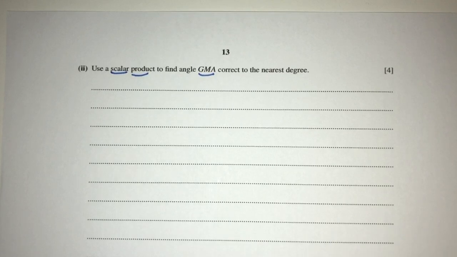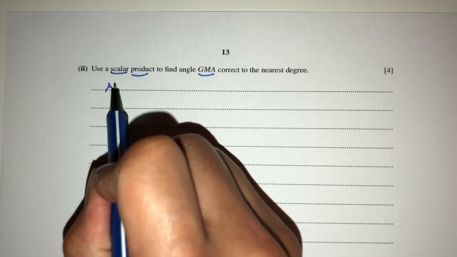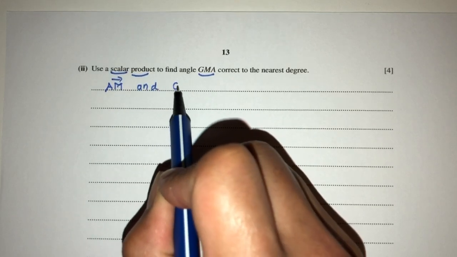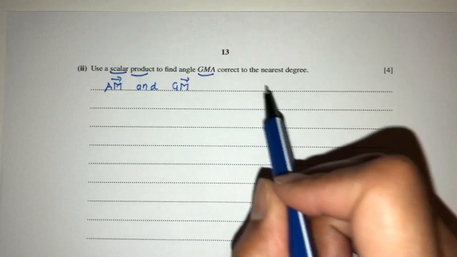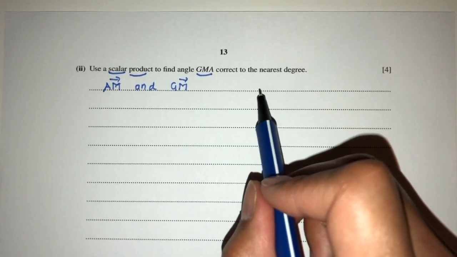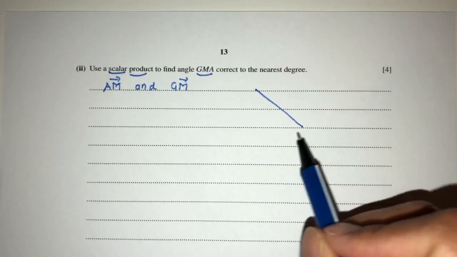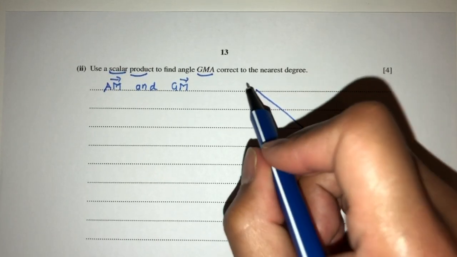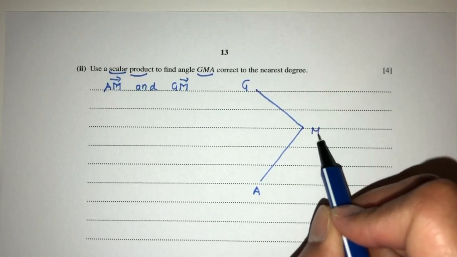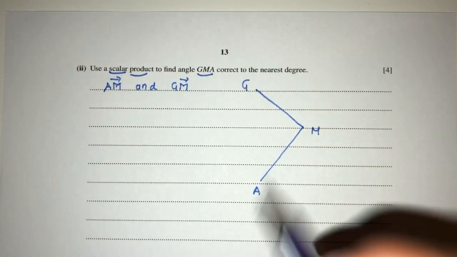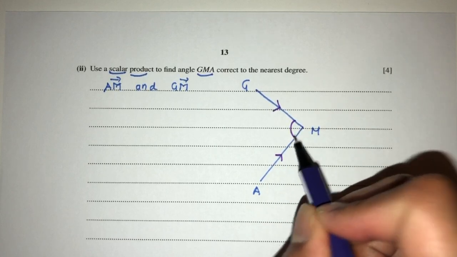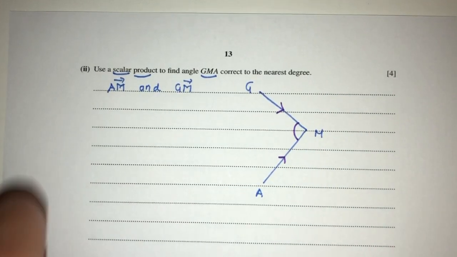If you observe, we know the direction AM and the direction GM. For example, we know this direction and we know this direction. This is A, this is G, and this is M. So we know these two directions, and to find the angle here, we have to use these two directions.